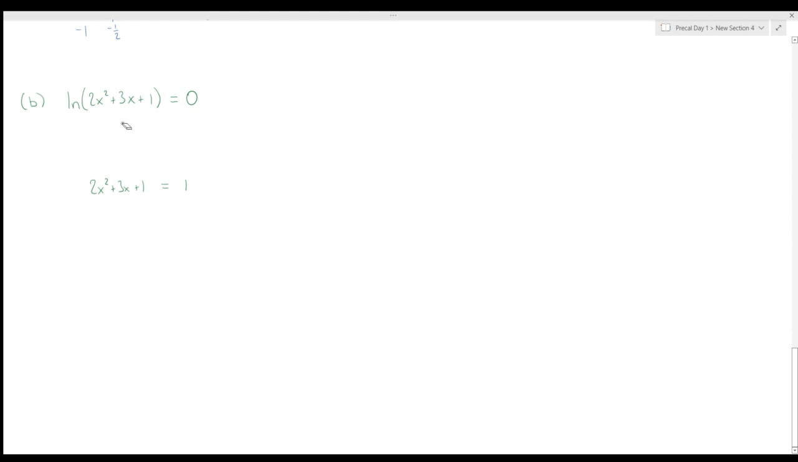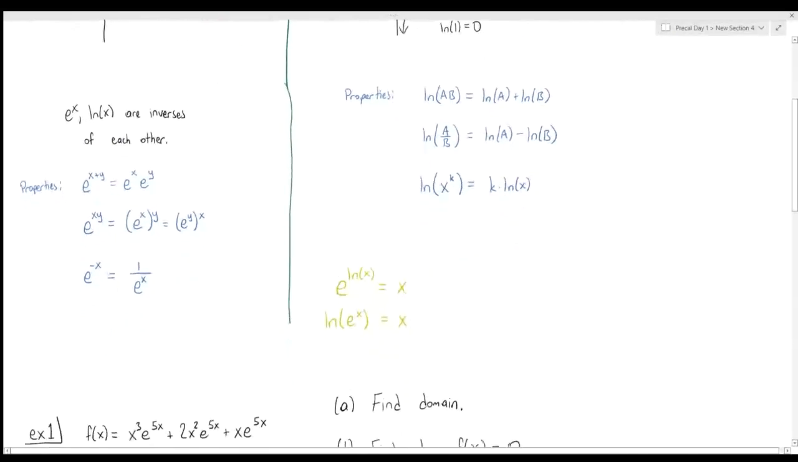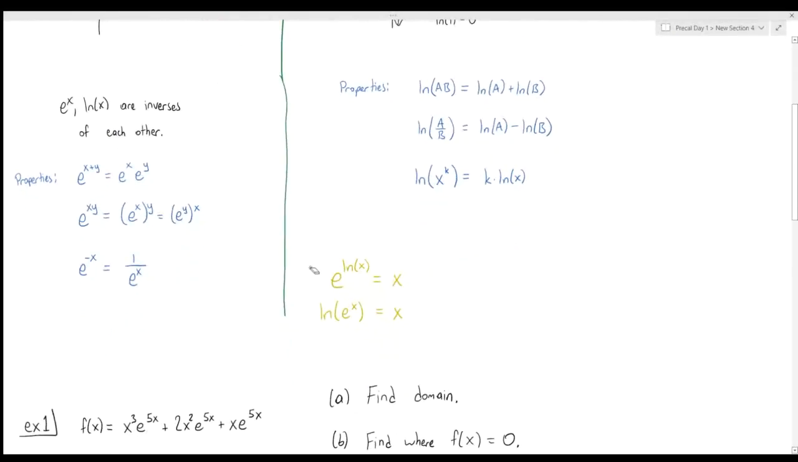So another thing you might have been thinking of when you were presented with this equation is, well, it looks complicated with the presence of the natural log there. So one thing you might try to do is get rid of the natural log. So how would you get rid of the natural log? Well, that's where the inverse relationships between the exponential and the natural log will come into play, okay?